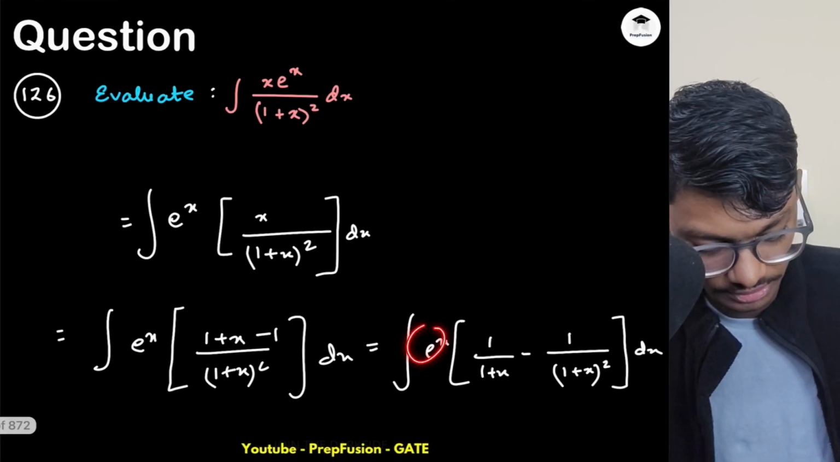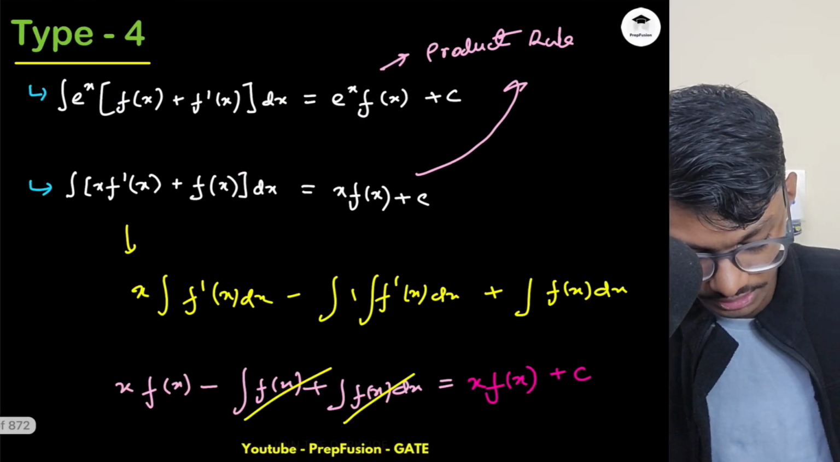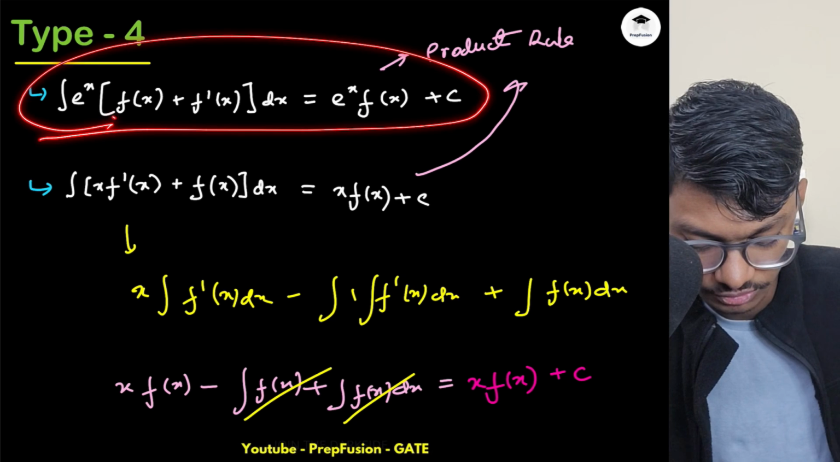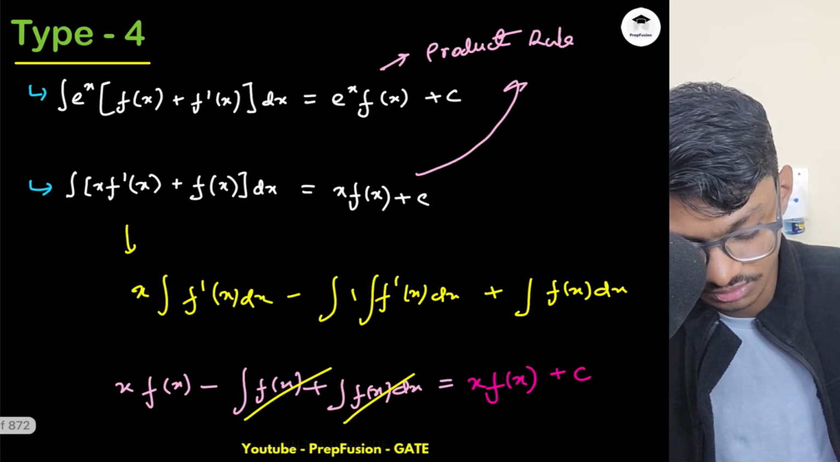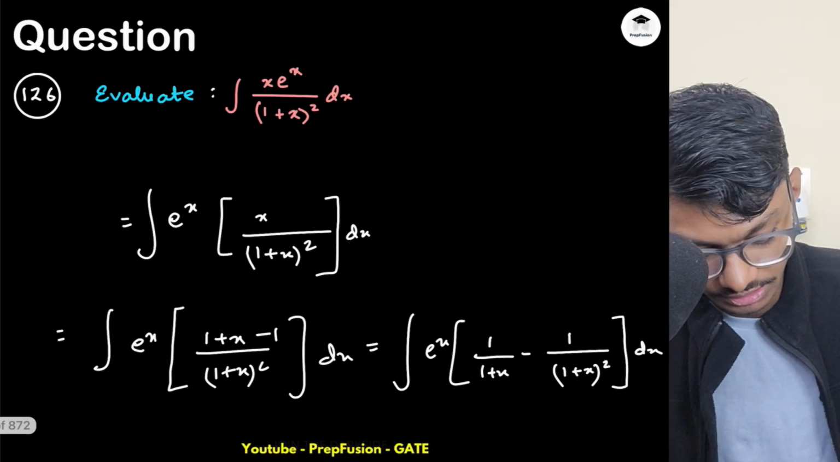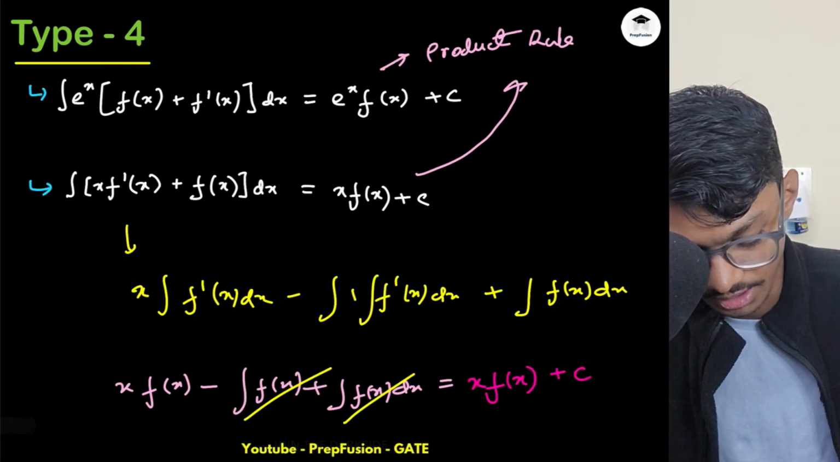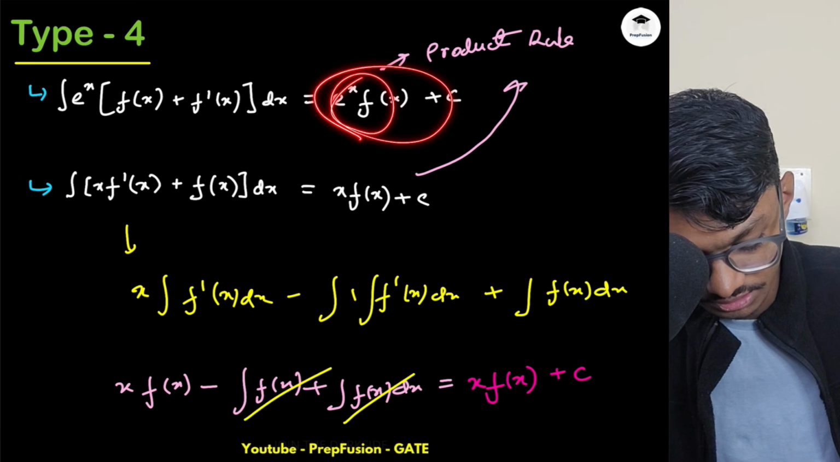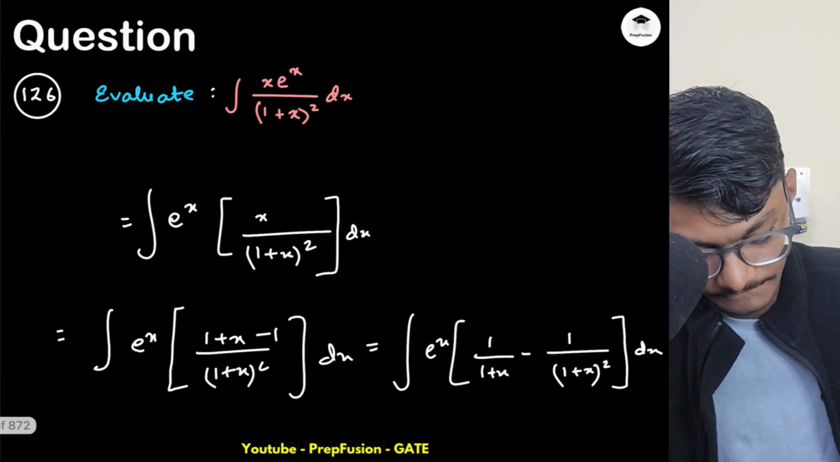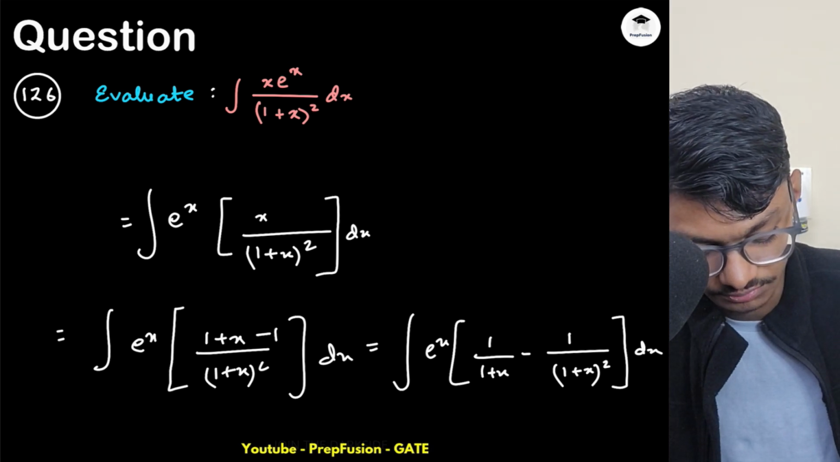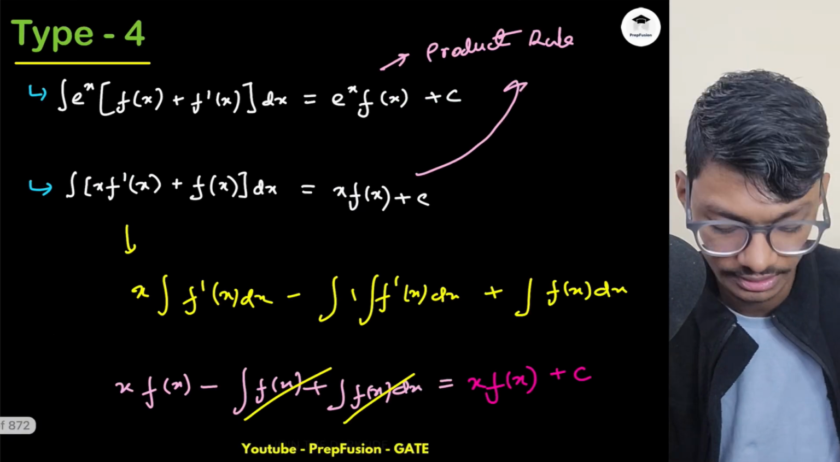So this e raised to power x, 1 by 1 plus x, you can observe that this is in this format, right? So this is f of x, and if I differentiate this, you will get this. So what will the answer to this be? Simply this. Okay, either you can use that thing, right? If you differentiate, this is a product rule, you will get back to this. Okay, this is a type 4 thing. So what you can do, you can use a substitution as well.